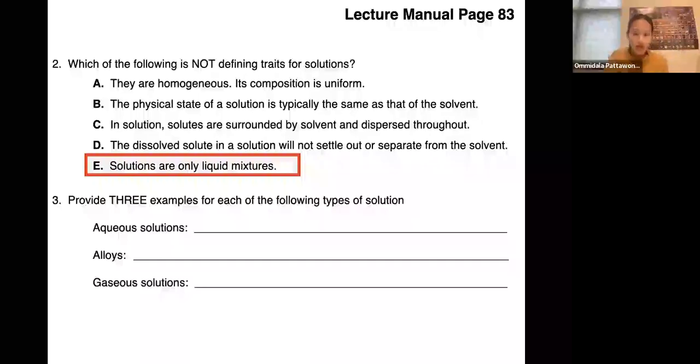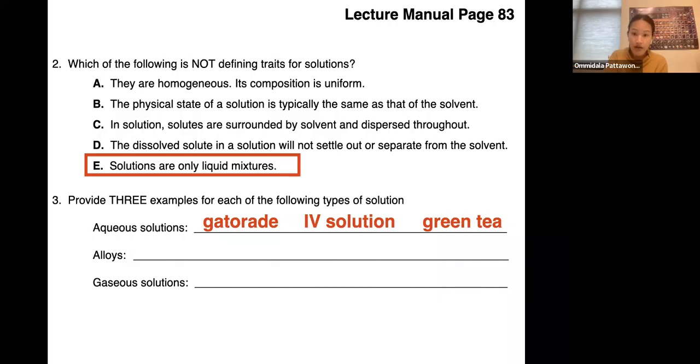Let's take a look at aqueous solution, which is a common one. Gatorade is an example of it, as are IV solution, green tea, or coffee. Those are considered aqueous solutions. An alloy, as we saw earlier, is a solid mixture. Most of the time you will see it as a mixture of metals, for example brass, bronze, or steel. For gaseous solutions, this is going to be like the air that we breathe, a scuba tank, or natural gas. Those are mixtures of gases.